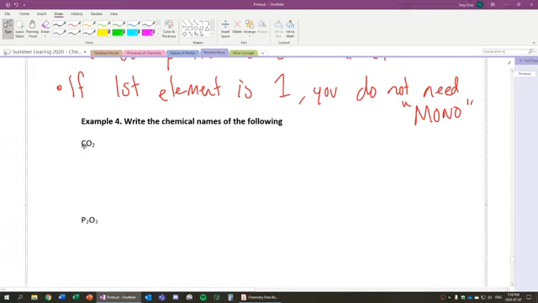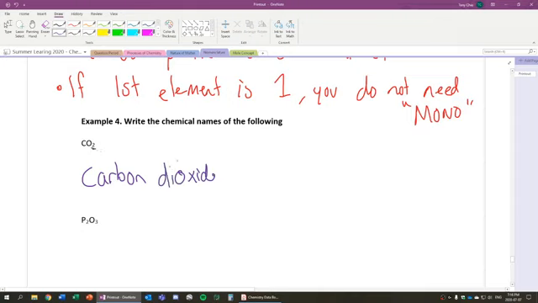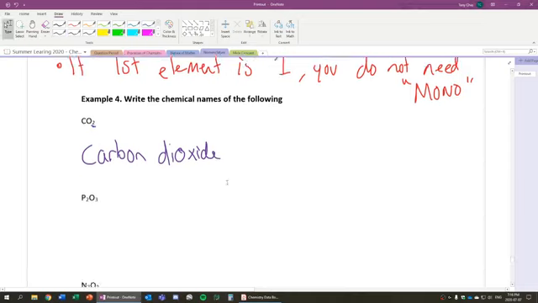CO2. Now because carbon here is only one, we don't need to put monocarbon. It is just carbon. Okay, so carbon's name doesn't change, it's the first element. The second element is still going to be ide, so this is still oxide. But how many oxides do we have? We have two. So it's actually carbon dioxide. It's what you breathe out. Okay, let's look at the next example.